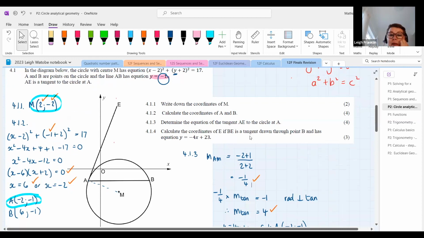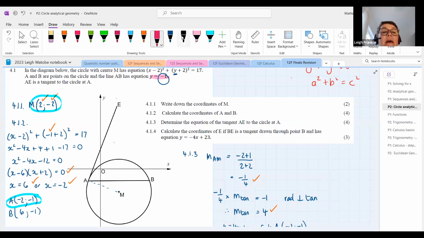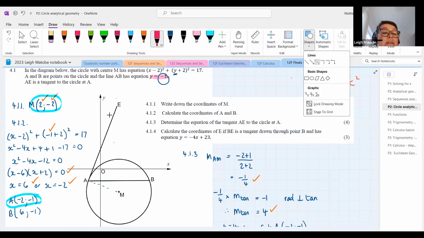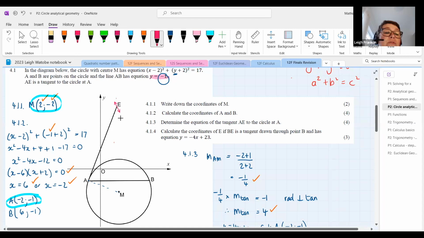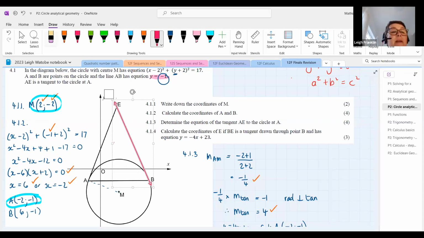If BE is a tangent drawn through point B and has the equation y equals minus 4x plus 23. So again here, you can see they've given us a line, but the line is not actually on the diagram. That doesn't matter. It doesn't matter that E and B are not joined. You don't have to join them. I'm drawing a line over there for you. It shouldn't have arrows on the end, but anyway, it doesn't matter.